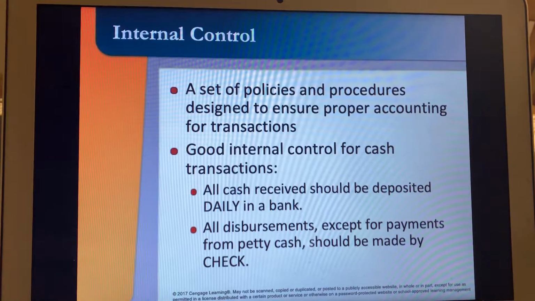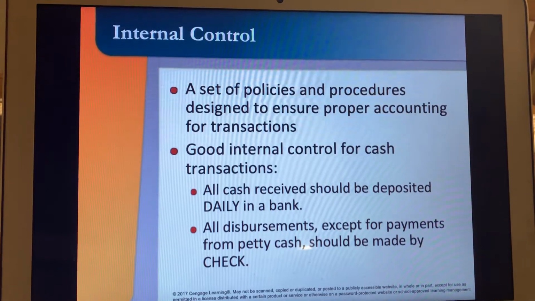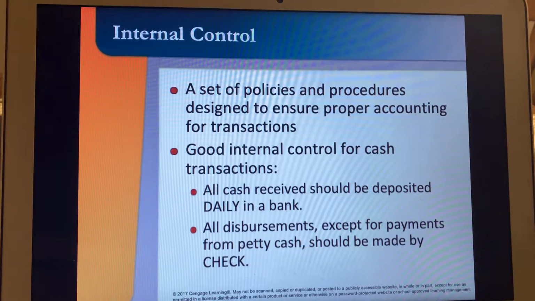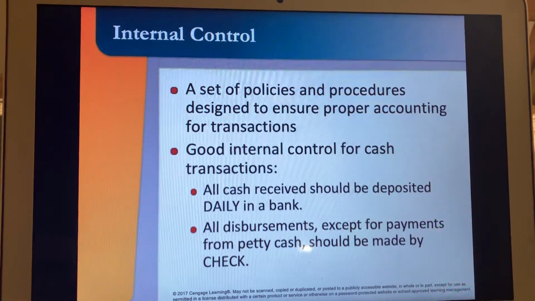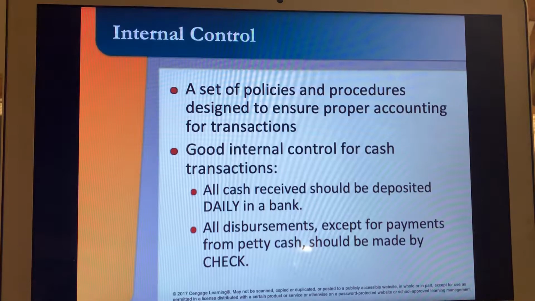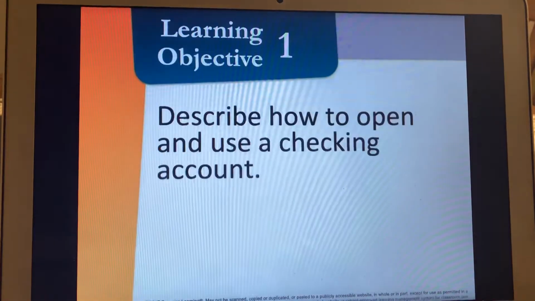Internal control: a set of policies and procedures designed to ensure proper accounting for transactions. Good internal control for cash transactions: all cash received should be deposited daily in a bank. All disbursements, except for payments from petty cash, should be made by check. So here's objective 1: describe how to open and use a checking account.